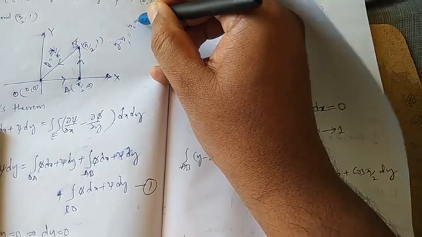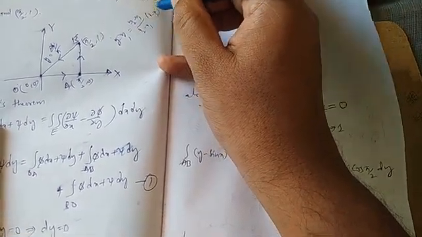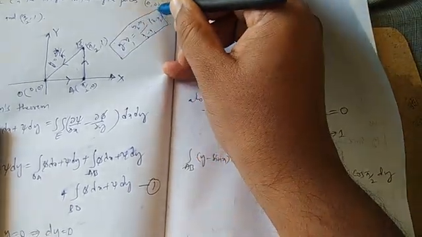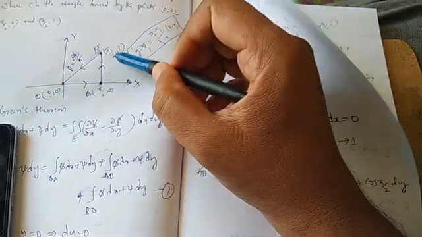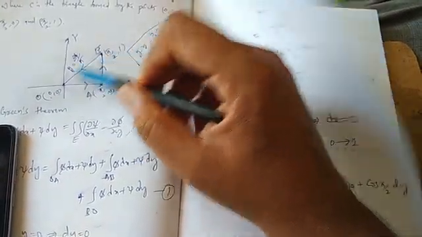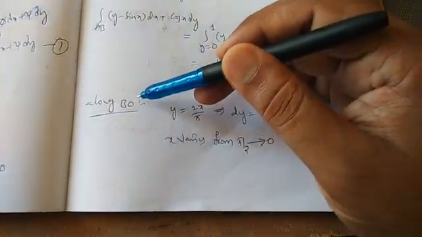Otherwise, use this formula, the two-point form of the equation, with the points (x1, y1) and (x2, y2). Substituting these points here, we get the equation y equal to 2x by pi. That relation I am going to use for the BO line.